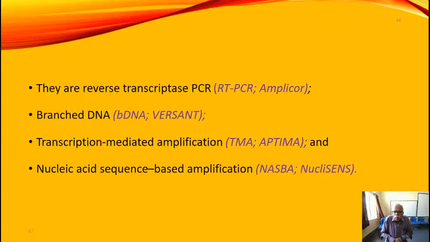estimation in special body fluids like genital compartments. You want to see the amount of virus in the semen or vaginal fluid, so this NASBA is used. Similarly, branched DNA is used for research purposes.